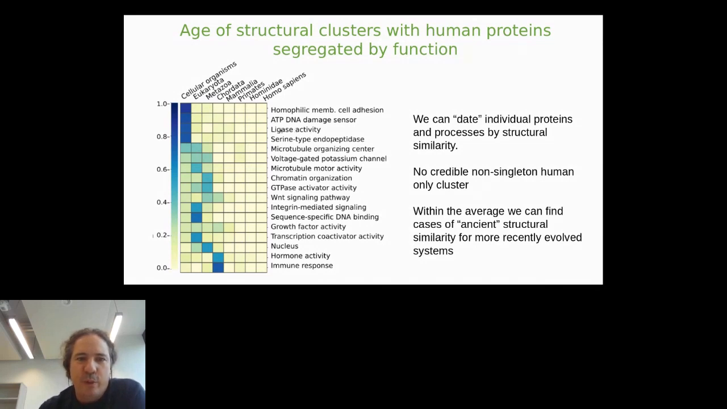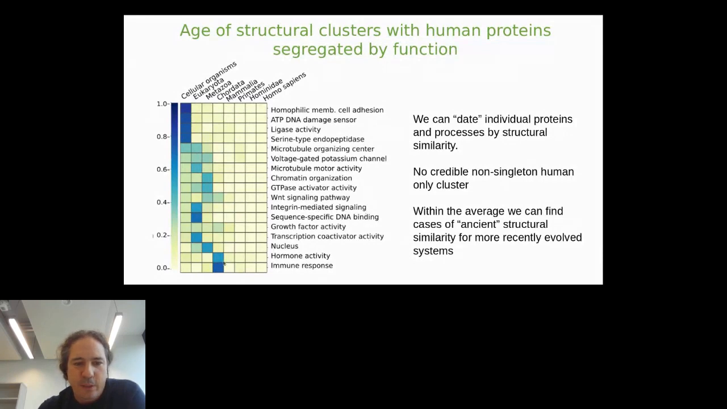So most human proteins that have a ligase activity belong to clusters that are predicted to have originated in the origin of all life. If we do this, then we can have this evolutionary description for the origin of different functions for human cells. As you would expect, things that have to do with immunity or hormones are not found, or not expected to be found, in bacteria. And we see that, in fact, these things are predicted to have emerged in chordates, for example.